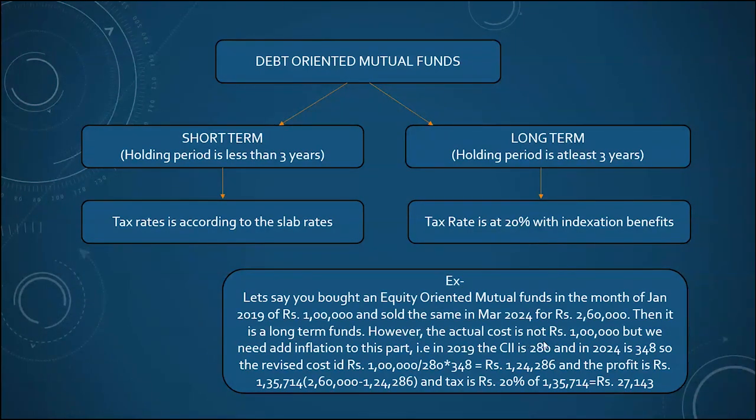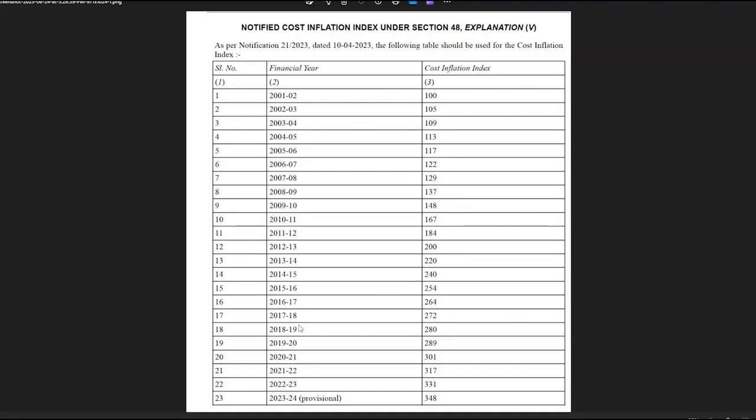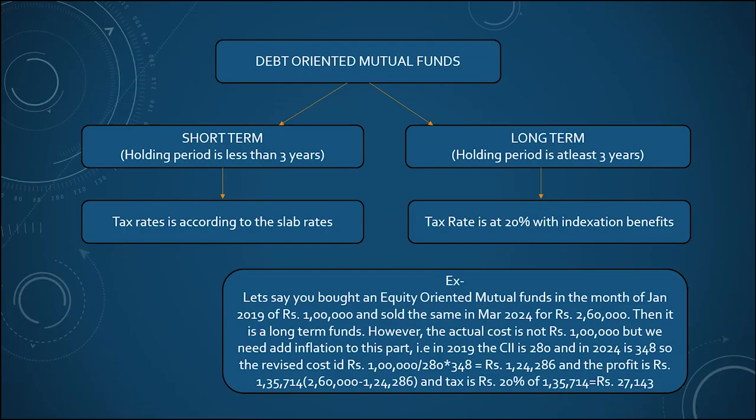However, in this case, the actual cost will not be rupees 1 lakh. We have to provide an indexation benefit. The indexation CII, the Cost Inflation Index, is released by the government every year. In case of Jan 2019, the CII will be 280, and for sale in 2024 it will be 348. So the revised cost will be 1 lakh divided by 280 into 348, which will come to 1 lakh 24,286. This is the indexed cost of acquisition.